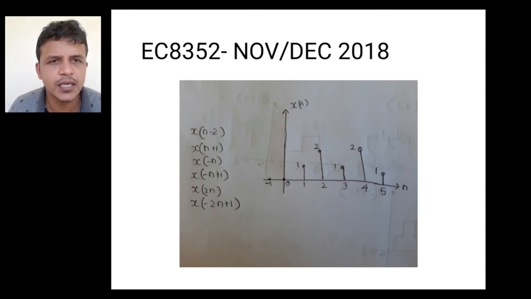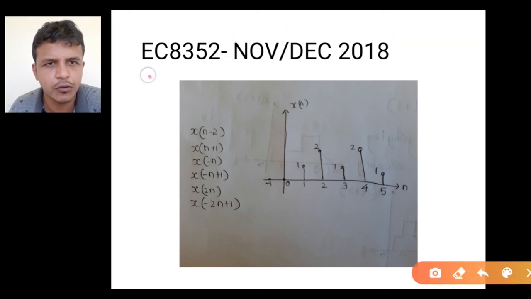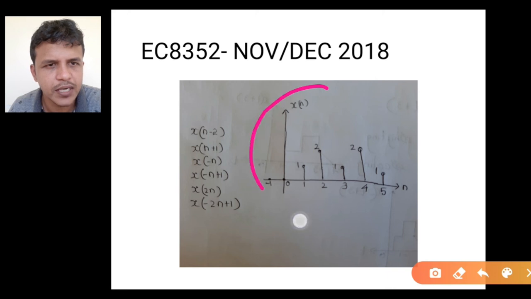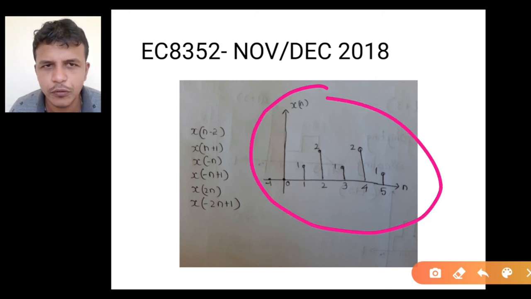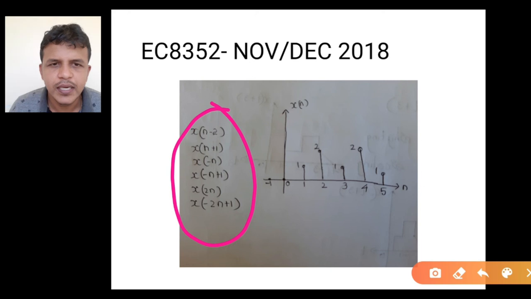This is a question that was asked in the December 2018 Anna University semester examination under the subject code EC8352, and the name of the subject is Signals and Systems. Here x of n is given. Instead of a continuous signal a discrete signal is given, and the students are asked to find x of n minus 2, x of n plus 1, x of -n, x of -n plus 1, x of 2n, x of -2n plus 1. I leave this problem as an exercise for you.